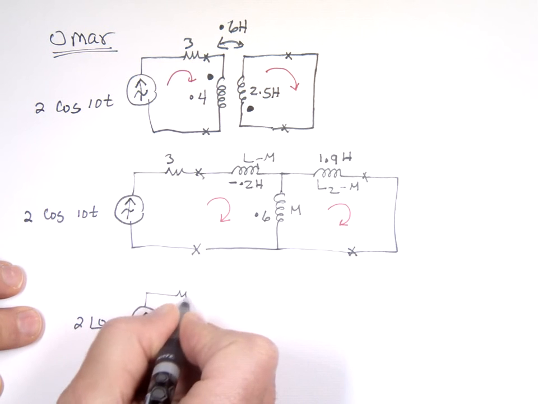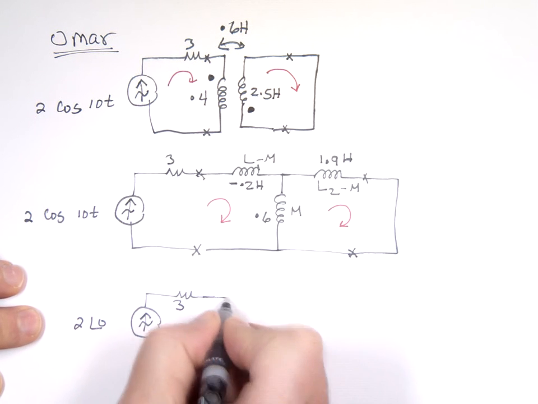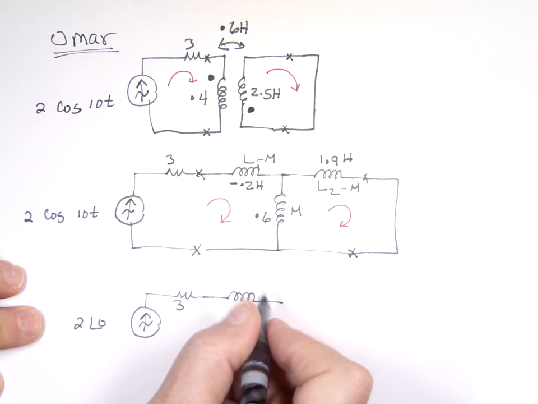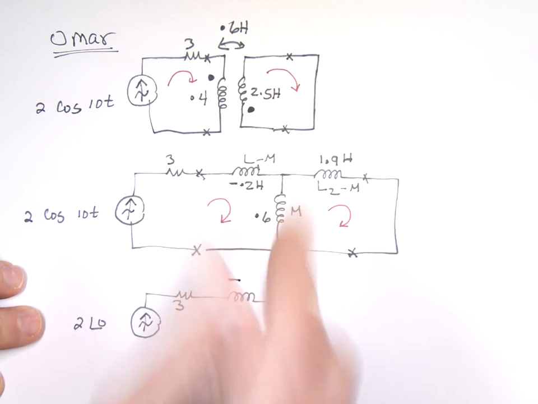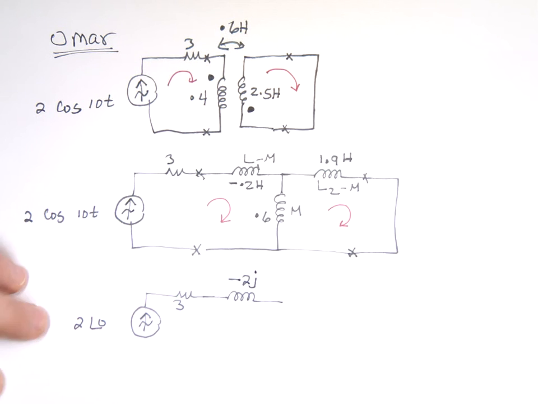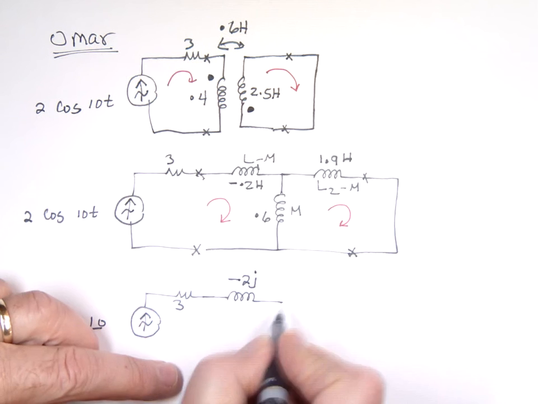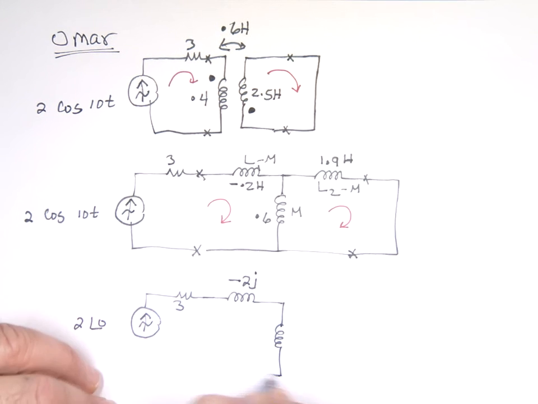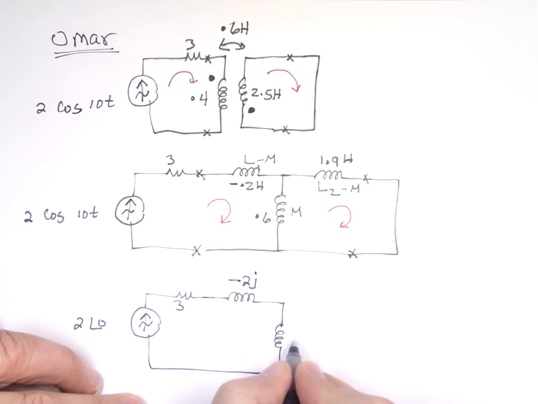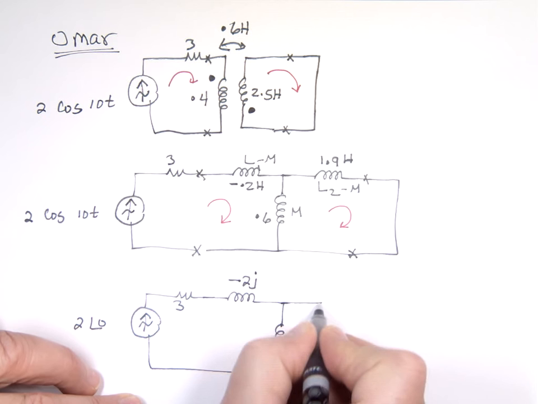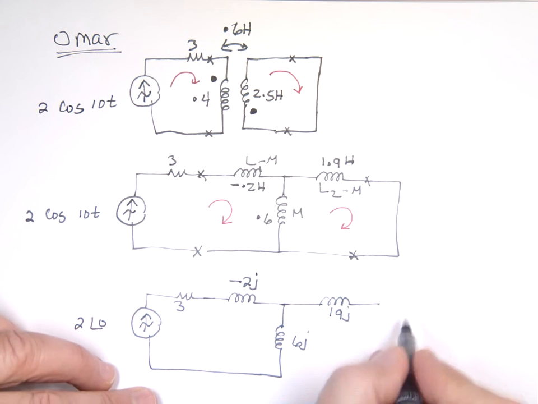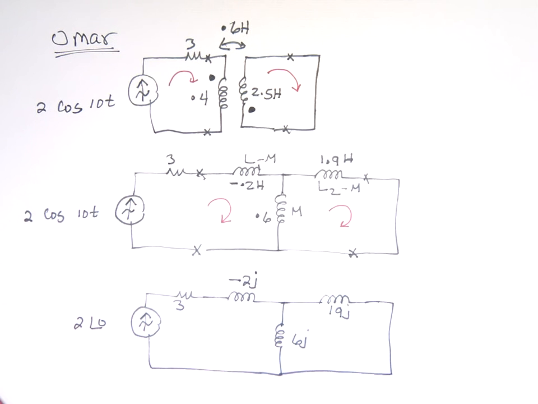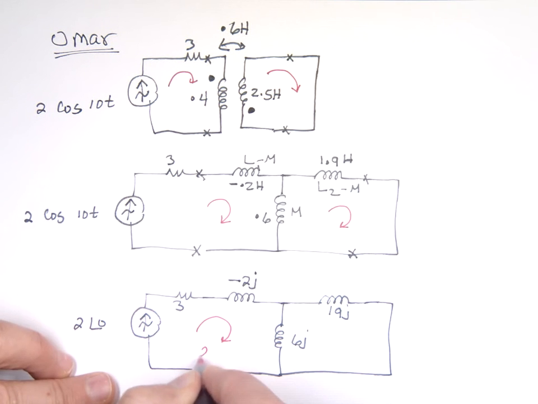Three, this will be j omega L. j omega L, negative, omega is 10. 10 times 0.2, which is what? 2j. j omega L, 0.6 times 10, 6j. I know what I1 is, which is 2 angle 0. So if I can find I2, I'm done.